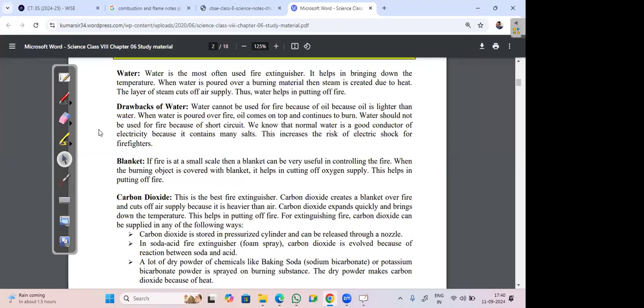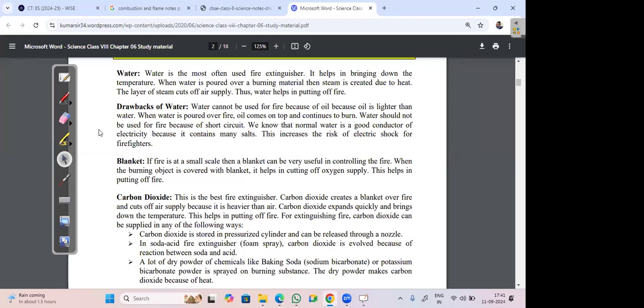Carbon dioxide is the best fire extinguisher. It creates a blanket over the fire and cuts off the air supply because it is heavier than air. Carbon dioxide expands quickly and brings down the temperature, which helps in putting out the fire.